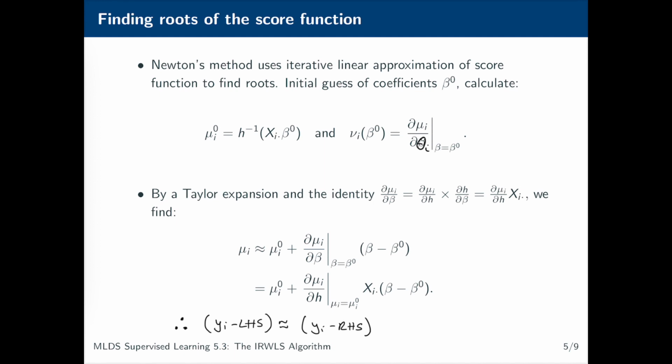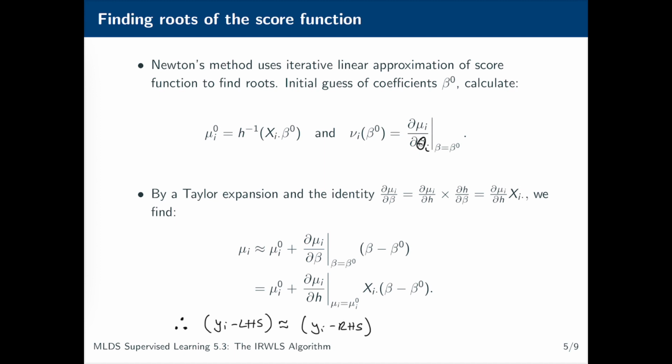We'll develop the iteratively reweighted least squares algorithm by applying Newton's method to find the roots of that score function. As a refresher on Newton's method, remember that this works by taking an initial guess at what the parameters are that will give us a root of the function, and then repeatedly improving that guess by approximating the score function locally using a straight line, a linear approximation.